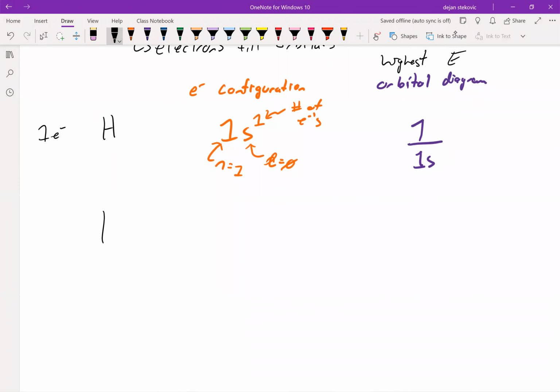Then we can think about helium. Helium is also very simple. We have 2 electrons. So in this case, we're going to do 1s, and remember that there can be up to 2 electrons per orbital. So both of these electrons are going to go into the 1s orbital. So we call that 1s2. And same thing for the orbital diagram: we can draw one pointing up, and then remember they have to have opposite spins if they're in the same orbital. So we're going to put the other one pointing down.